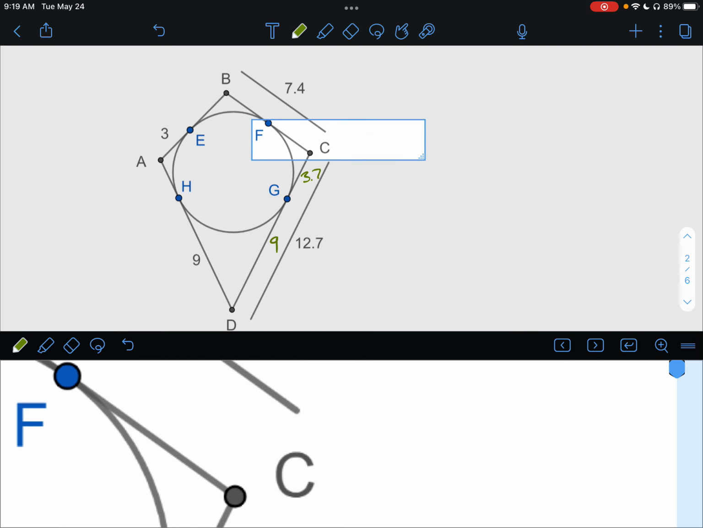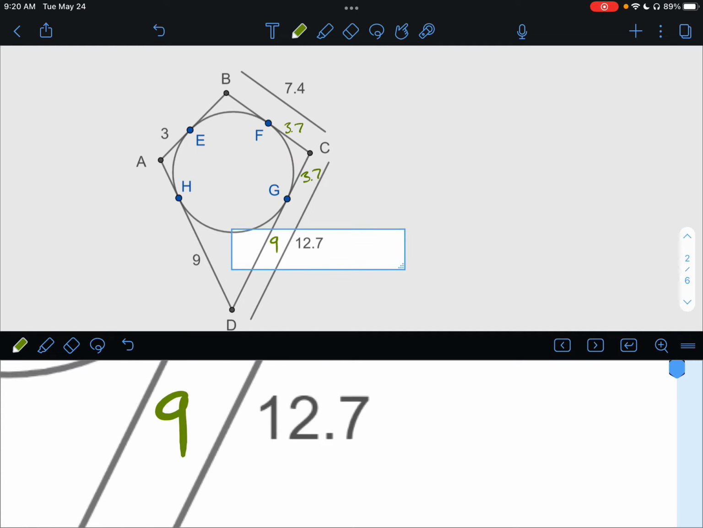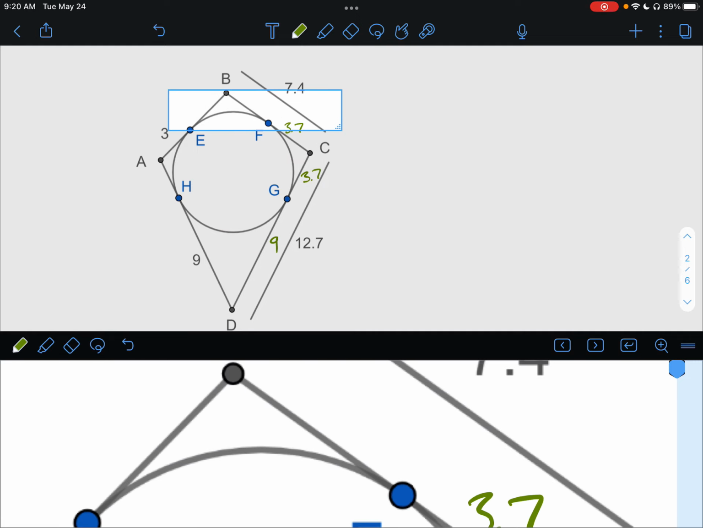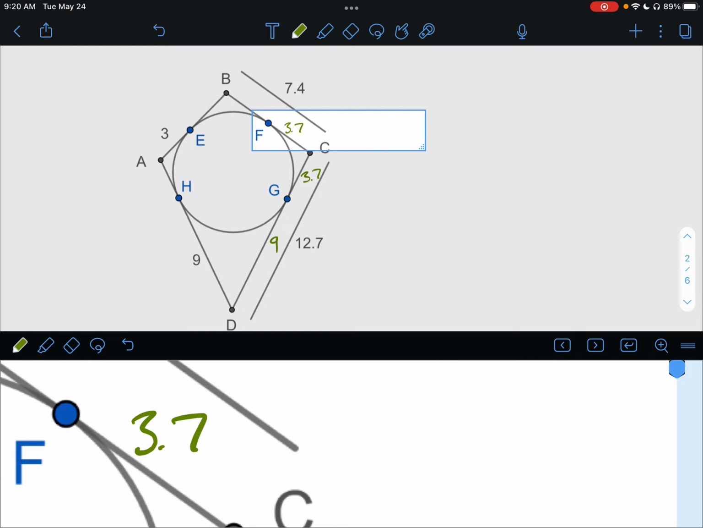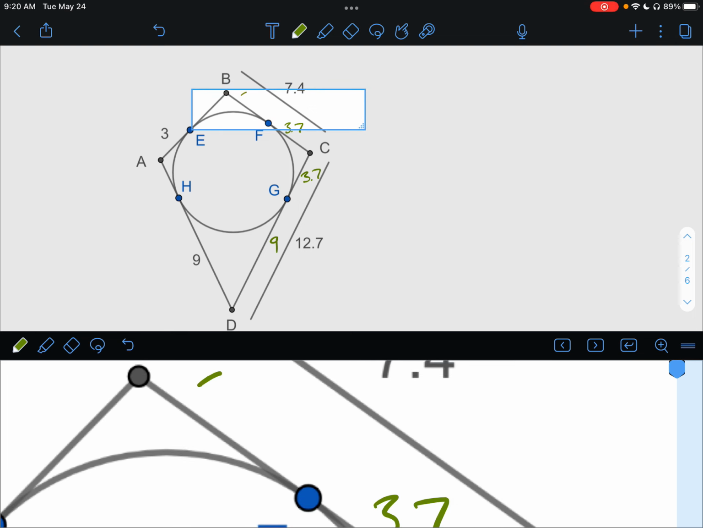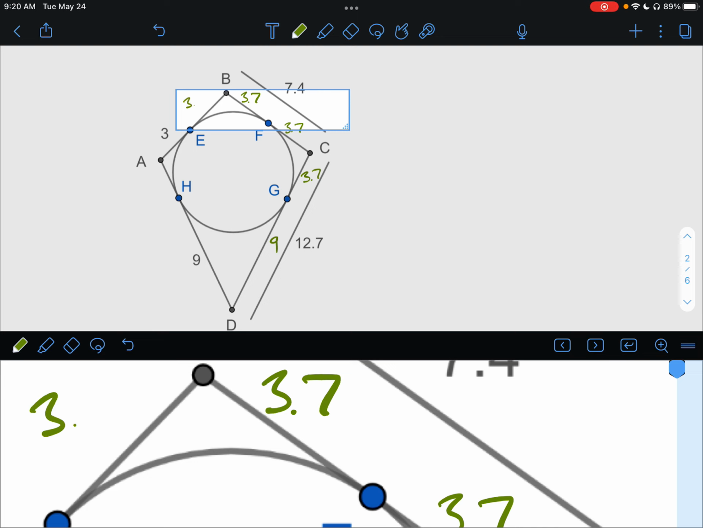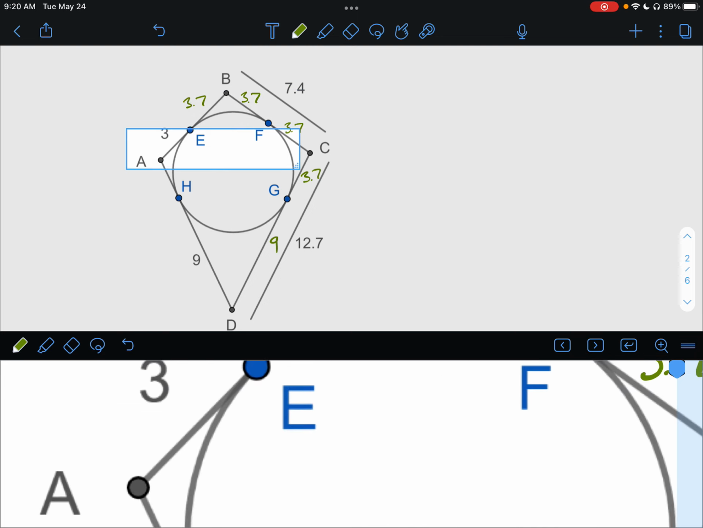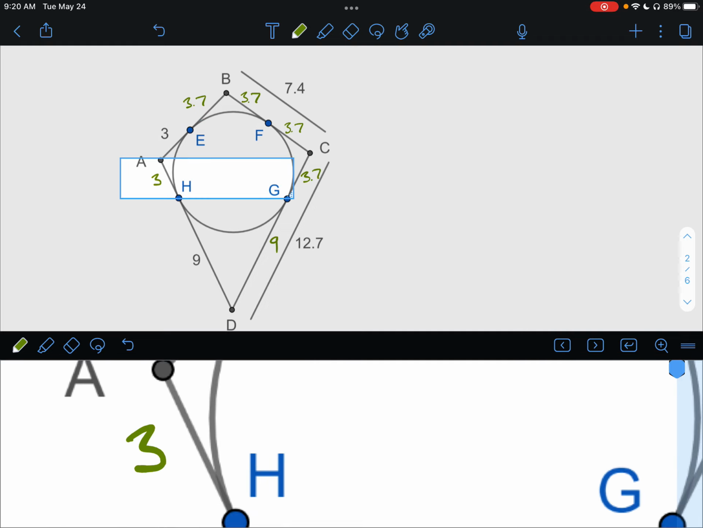And if that's 3.7, then this right here is also 3.7 because it has to be the same distance from any point of tangency. So these two have to be the same thing. These two have to be the same thing. These two up here are going to be the same thing. To find what FB is, I'm going to do 7.4, that entire distance, minus 3.7. And it's actually 3.7 again. So this is also 3.7. And if that's 3.7, this is 3.7. And if this AE is 3, then AH is 3.